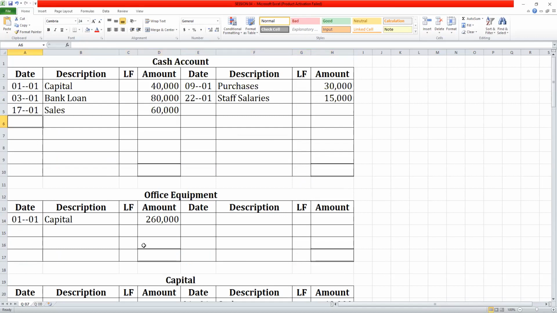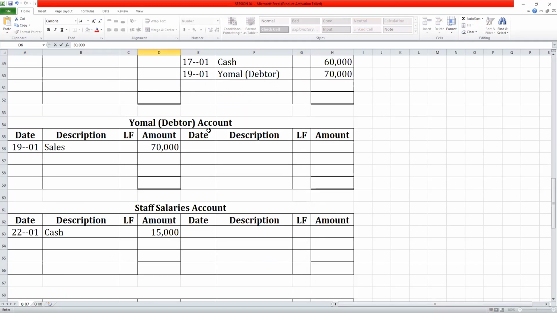The date is 24th January. Yomal, within brackets, debtors. How much has he settled? 30,000 now. Cash debit 30,000. Now, who has settled this? Yomal. Yomal's account credit. The date is 24th of January.